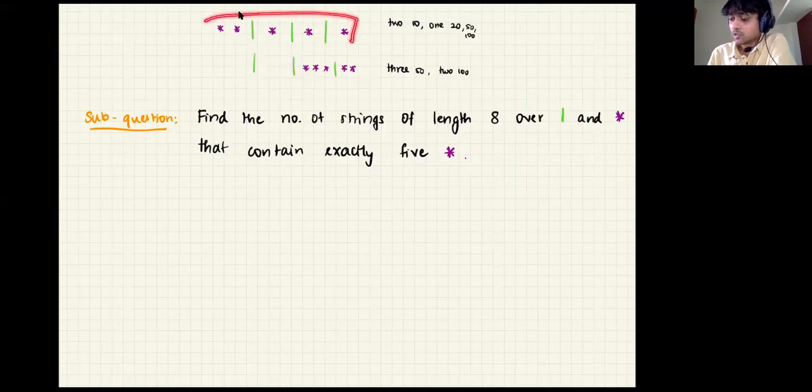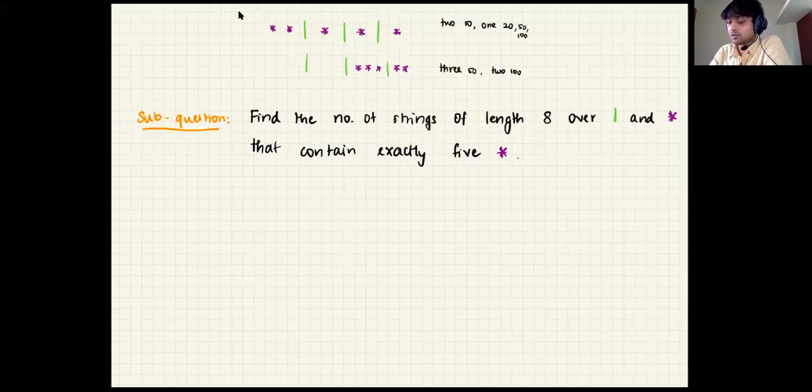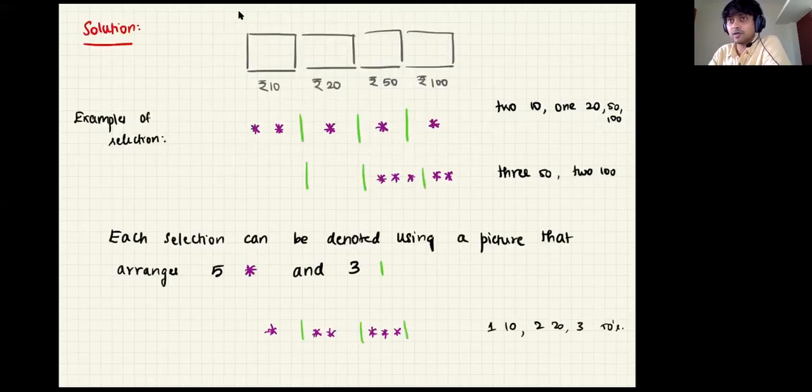The total length has to be 8, because there are 3 bars and 5 stars. So the question now boils down to finding the number of strings of length 8 over bars and stars that contain exactly 5 stars. So what is the answer to this? First of all, have you understood this picture? Each selection of 5 bills is equal to a picture of this form. Then the question now boils down to counting the number of such pictures.